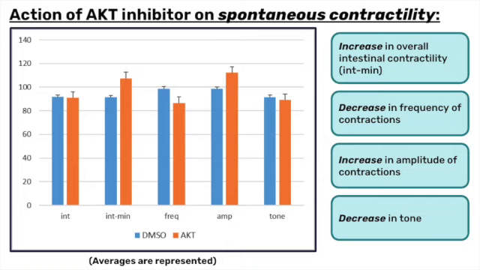Overall, we can see that AKT did have notable results. First to note is the increase in the overall intestinal contractility in the presence of AKT inhibitor, as well as the increase in the amplitude of these contractions. We can also mention a decrease in the frequency of the contractions when we use AKT inhibitor, and a slight decrease in tone as well.